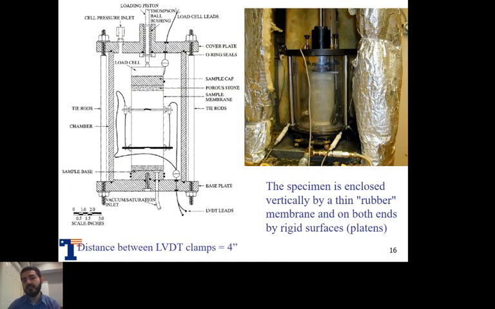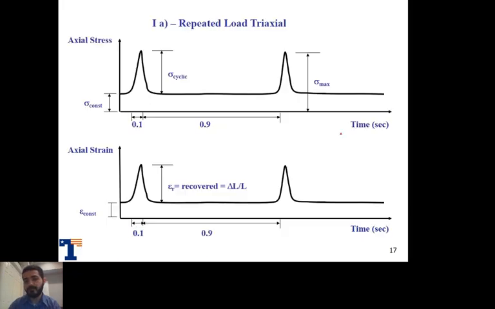This here is another true picture of the sample while it's inside the machine. The specimen is enclosed vertically by a thin rubber membrane, and on both ends we have rigid surfaces or platens to apply the load. This here is a schematic to show you all the components that are needed to run the test.